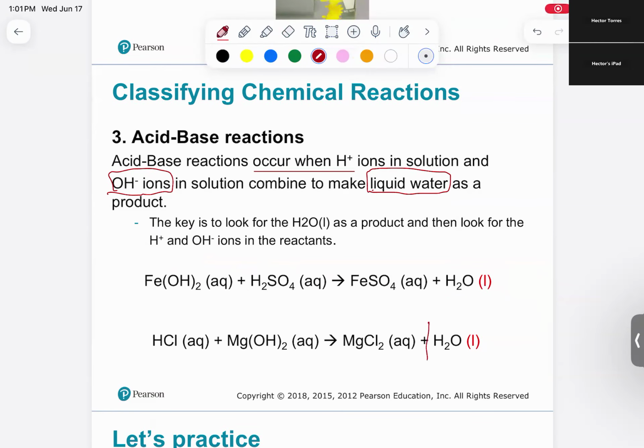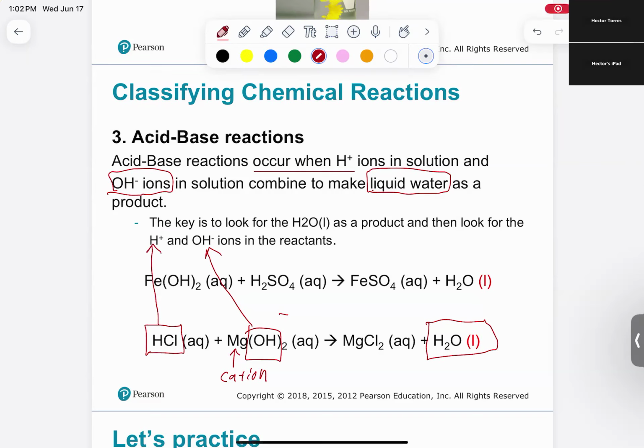Like the last one, first let's make sure that there is a liquid at the end, an H2O liquid. Then let's look for our OH- and our H+. The OH- is going to be right here. Again, we can tell because it's next to a cation. This will be our OH-. Those are always going to be in ionic bonds, so it's going to be bound to a cation. Now, HCl is going to be another strong acid. So that's how we know it's going to be H+.